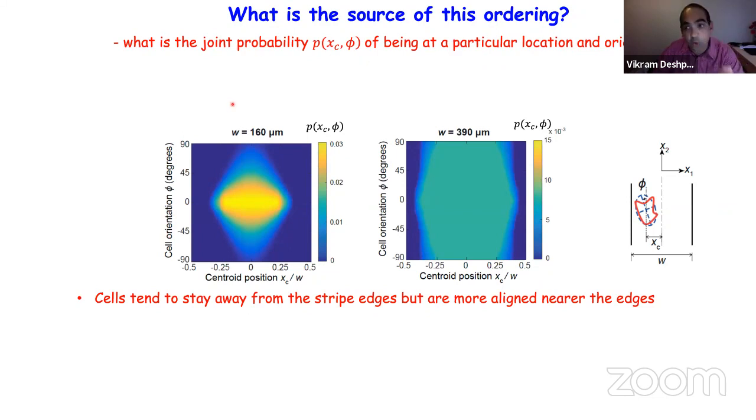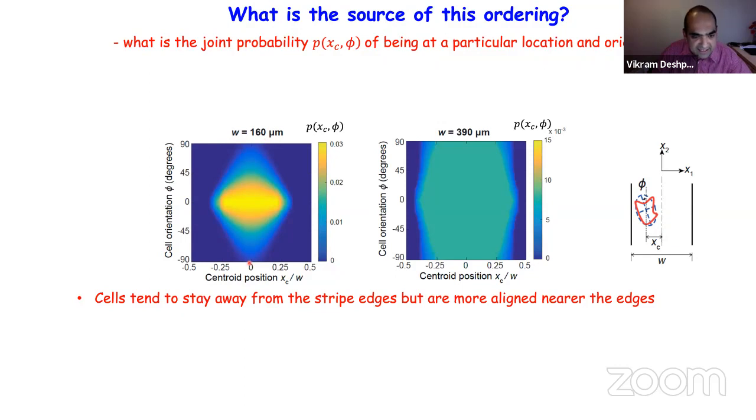To understand the source of ordering, I'm looking at the simulations again, and I'm only looking at 2 parameters. There are lots of parameters of the cell. I'm going to look at the centroid of the cell and the angle, the orientation of the cell. We are plotting the cell orientation on this axis and the centroidal position on this axis for a stripe of width 160 microns.